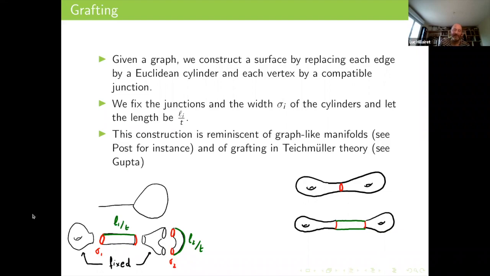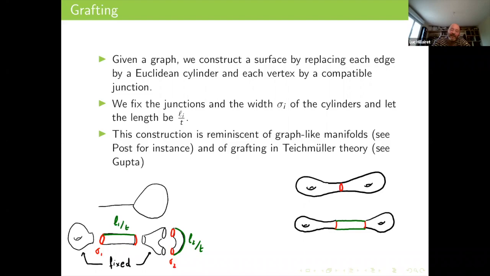It's like plumbing. So you have these plumbing junctions, and on these plumbing junctions, you glue cylinders that become longer and longer, like L1 over t and L2 over t, and you have another parameter, which is the width of the cylinder. So that's sigma 1 and sigma 2. And so that's when you start from the graph.